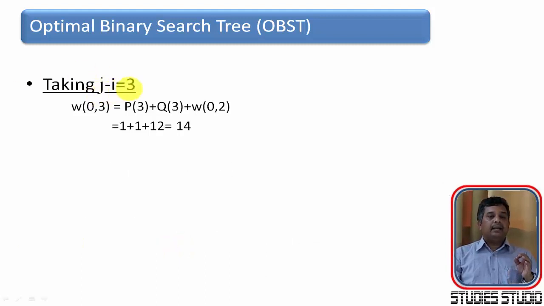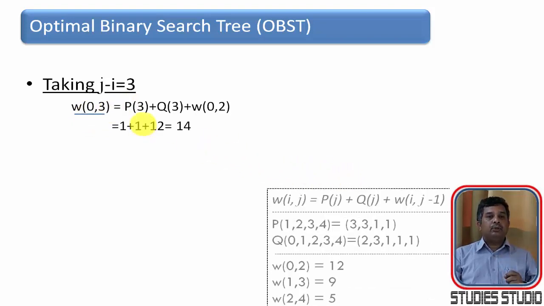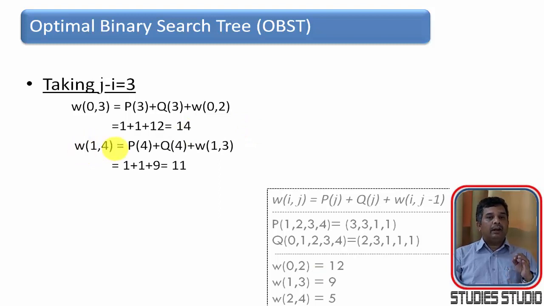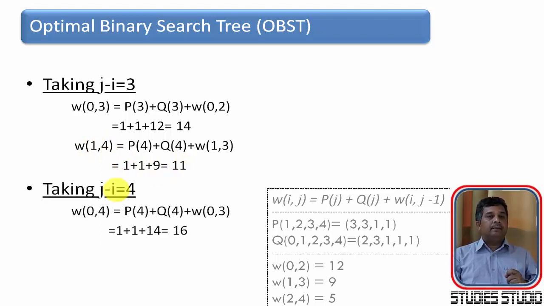Next, j minus i equal to 3 you need to find. It means here i equal to 0, j equal to 3. So the same formula we are going to use. P3 value is 1, Q3 value is 1 and W02 value is 12. So the value becomes 14. Similarly, W14 we need to find. j minus i is 3. So the value is 11. Similarly, j minus i equal to 4 we need to find. The value will be for W04 and the value we get is 16. So half of the work we have done.